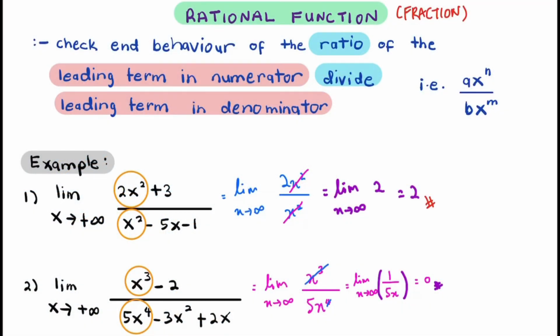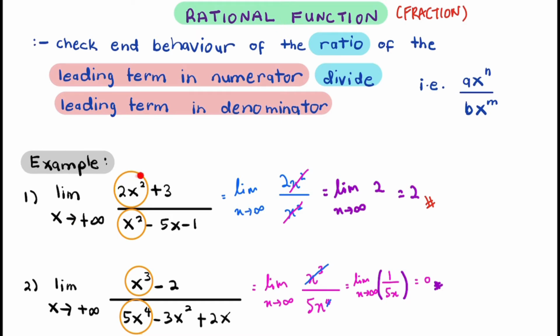Let's focus on the second category, which is rational function, which is a fraction. So what should we do if we take limits at infinity of a rational function? Again, we need to check the end behavior of the ratio, which means we choose the leading term in the numerator and divide by the leading term in the denominator. So you can ignore other terms, you just take the highest power in your numerator and the highest power in your denominator. Let's see this example here, limits of this function for x approaching positive infinity.